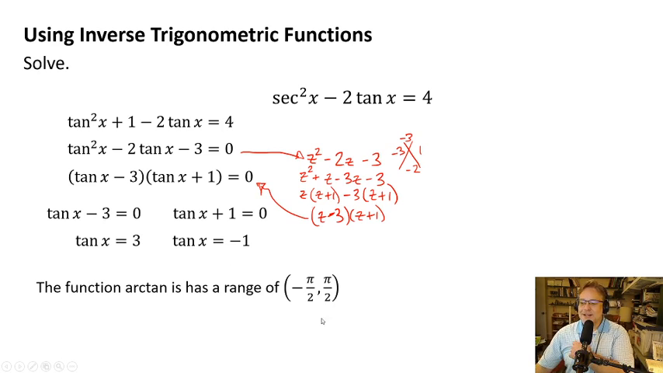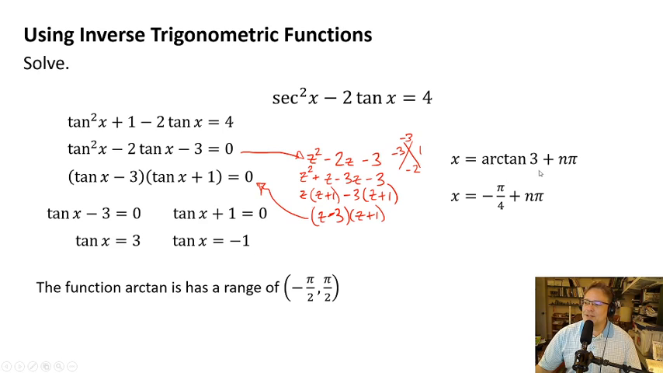And the function arctangent, remember, it's got a period of pi, and so let's just consider it on this particular interval here. In this case, there isn't a specific pi over something or square root of 2 answer here for the arctangent of 3. So let's just call it arctangent of 3 here. It's a number, it's a decimal, you could find it on your calculator, and we'll just add n pi to that. For the tangent being negative 1, that's going to be a negative pi over 4, and we'll just add n pi to that as well.